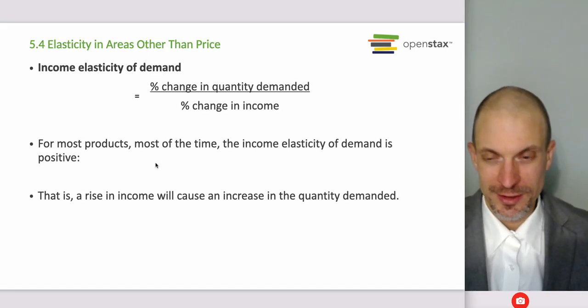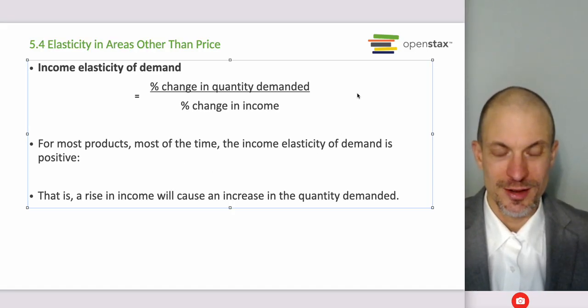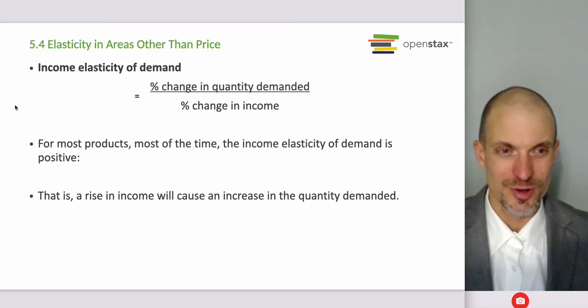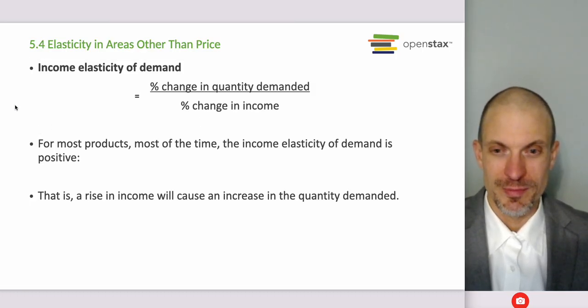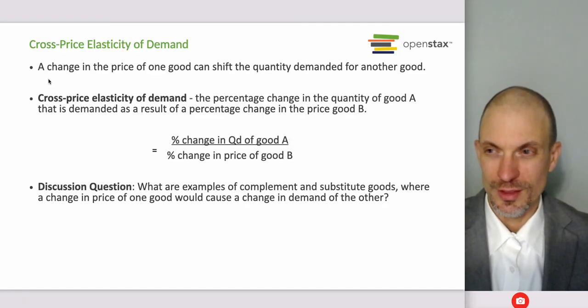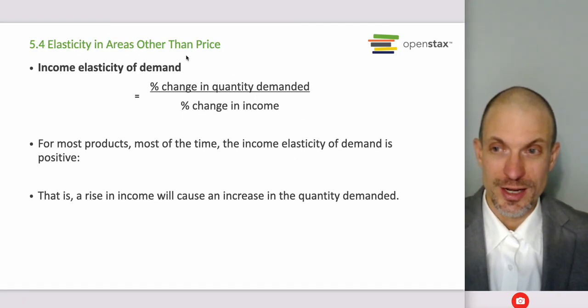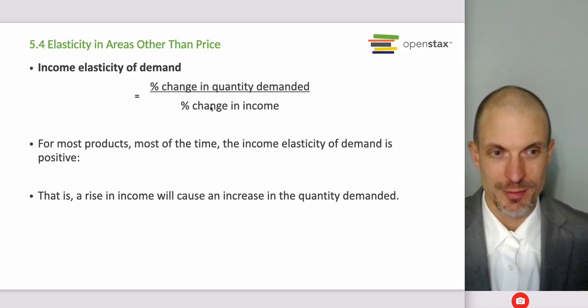So a rise in income will cause an increase in quantity demanded. Those are normal goods, right? Normal goods are where as income rises, you buy more. For an inferior good, as income rises, you buy less. And then, for a normal good, income elasticity is positive. For an inferior good, income elasticity is negative. Usually we don't pay too much attention to the magnitude, to the size of the elasticity. However, if it's bigger than 1 in absolute value, you know it's pretty income elastic.